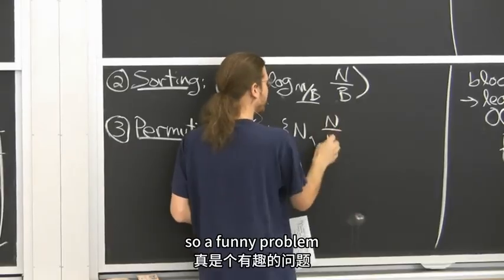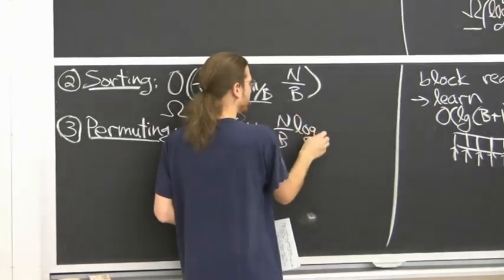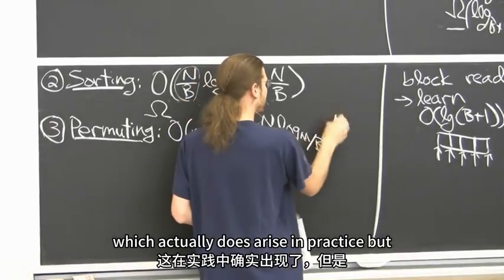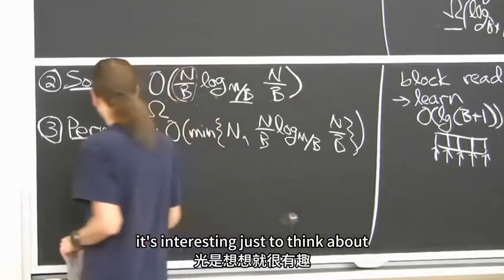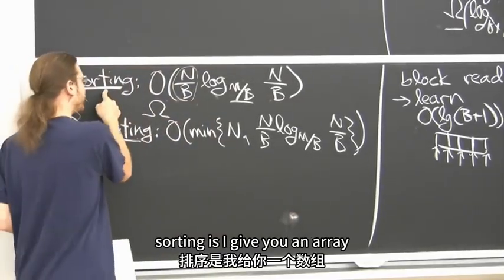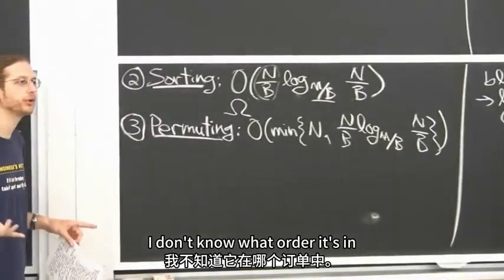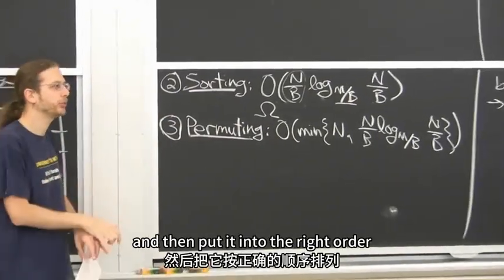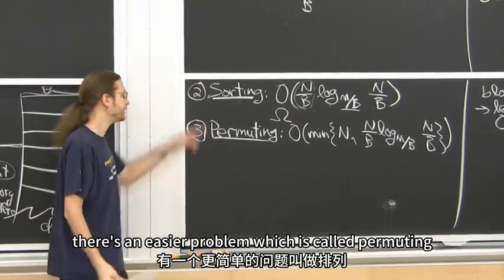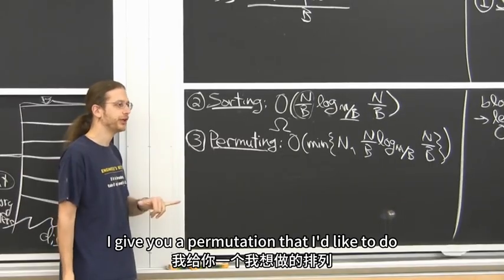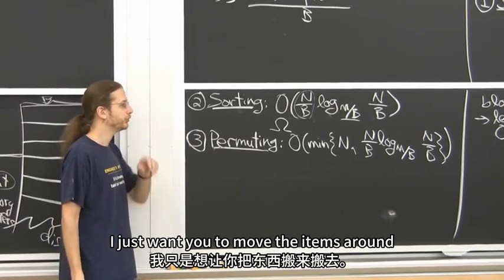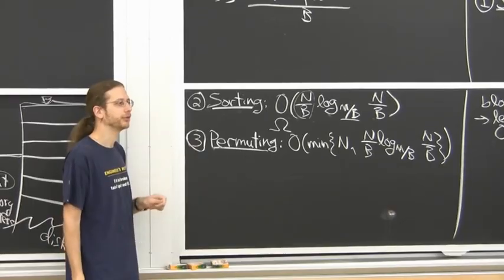So a funny problem, which actually does arise in practice, but it's interesting just to think about. Instead of sorting, I give you an array, I don't know what order it's in, you have to find the right order and then put it into the right order. There's an easier problem which is called permuting. So I give you an array, I give you a permutation that I'd like to do, I just want you to move the items around.